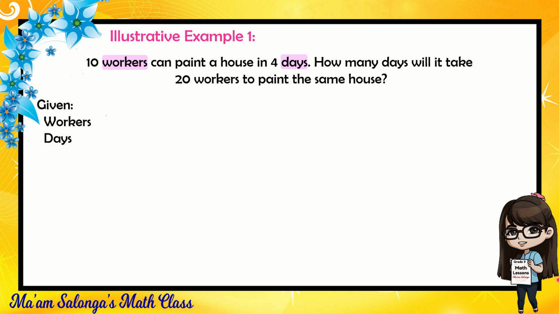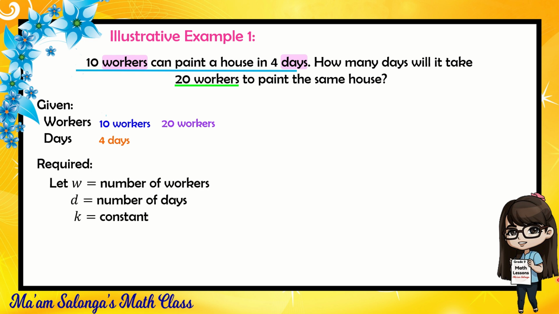So let's identify what are the givens. So we have 10 workers that can paint a house in 4 days. And the other given is 20 workers because the unknown is the number of days. As required, we need to assign the variable, so let W be equal to the number of workers, D be equal to the number of days, and K be equal to the constant.